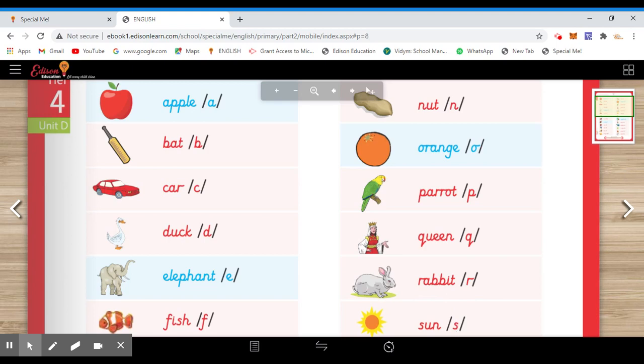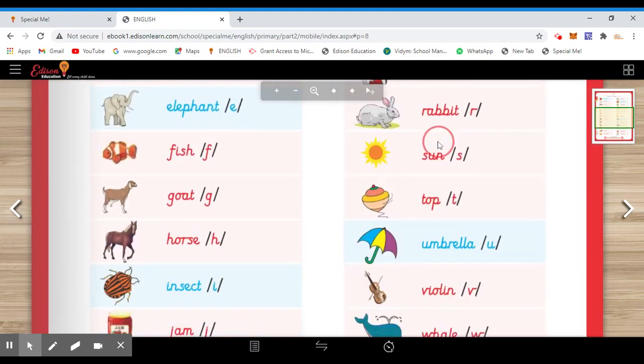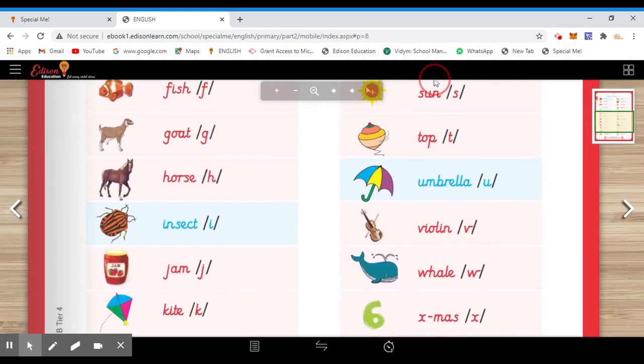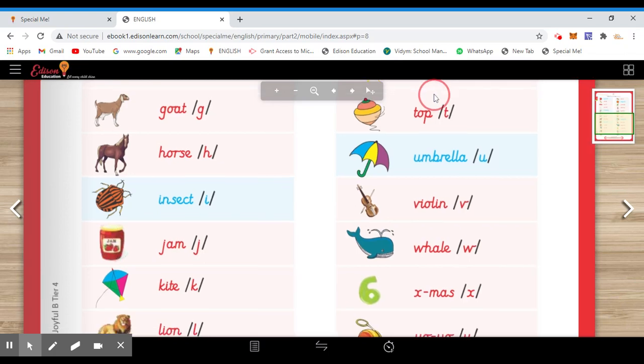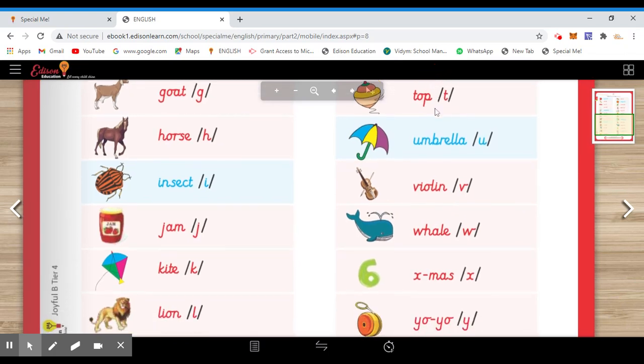And what is the phonic sound of letter S? Sir. Sir is a phonic sound of letter S. S, sun. Now look at the next letter. This is letter T.